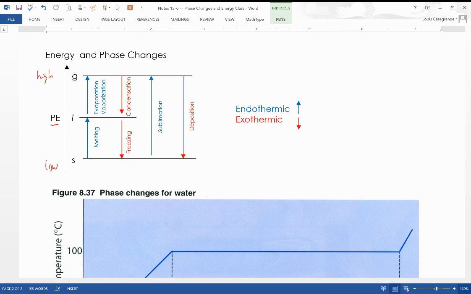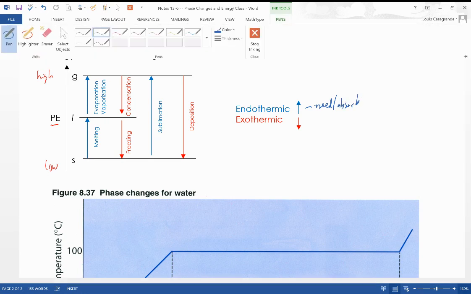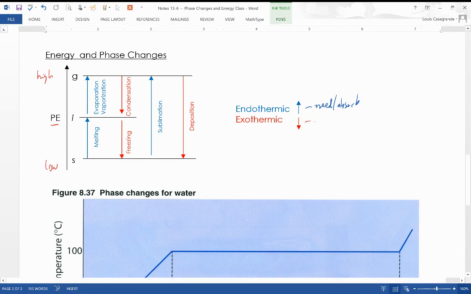And so going from a solid to a liquid, melting needs energy. So moving up, we always need energy. And let's go back to blue for that. So endothermic, we need or we absorb energy. Going down the other way, freezing, condensing, and depositing, those all release energy. What's the opposite of need? I can't think of the opposite of need, so don't worry about it.